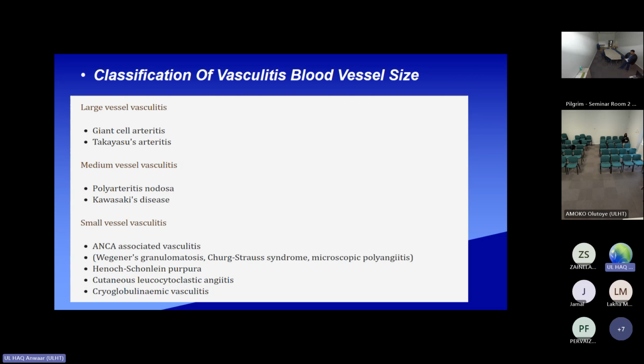We have polyarteritis nodosa, we call it PAN, and Kawasaki disease, and this is most common in children. The next one is a small vessel vasculitis.